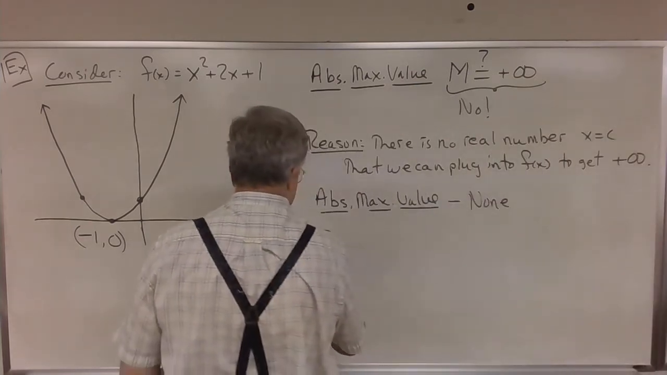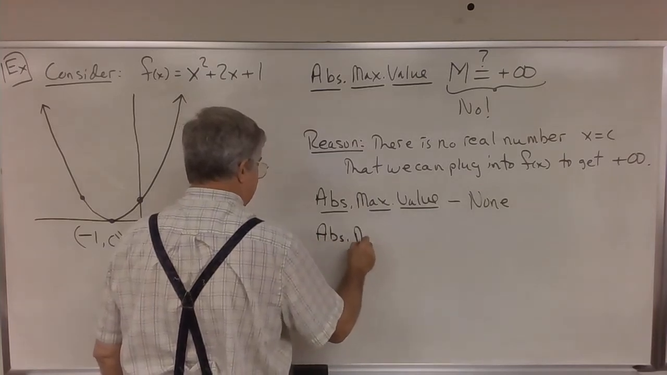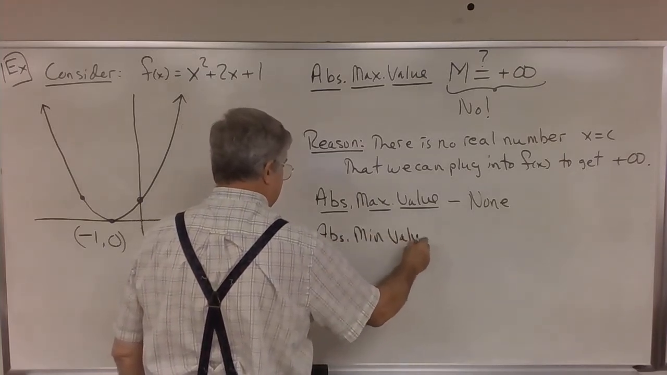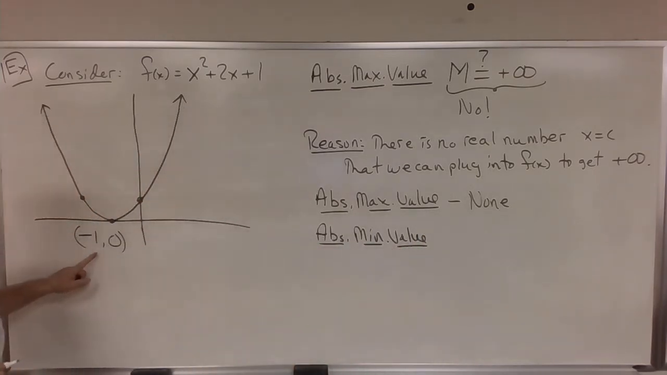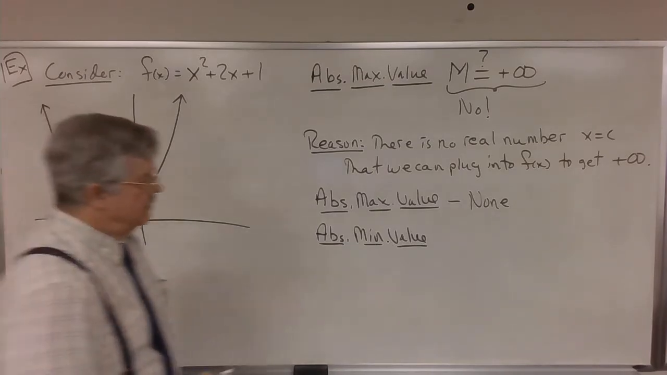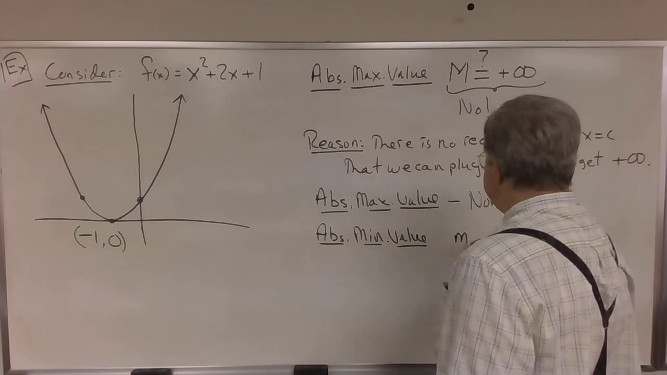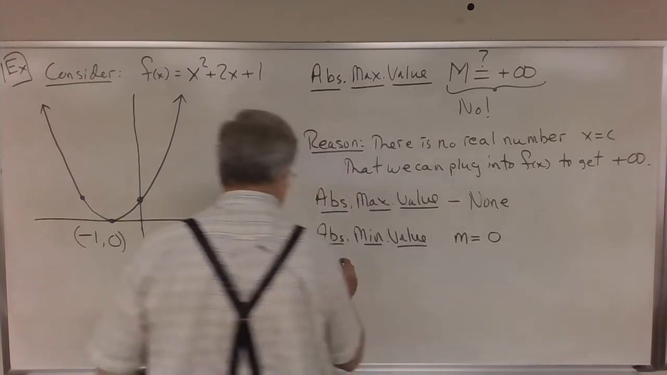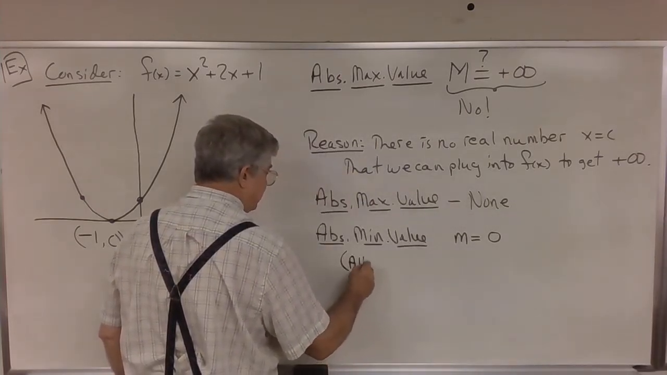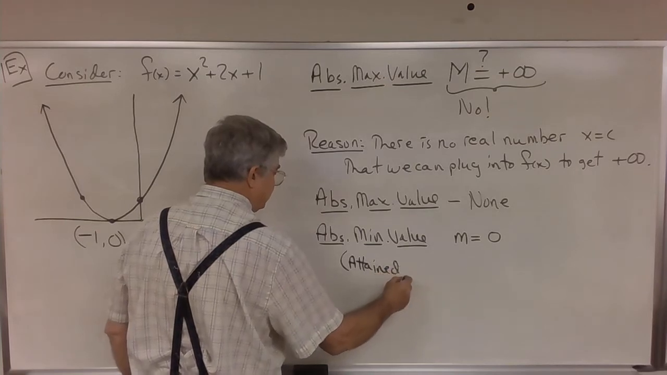Absolute minimum value? Absolutely. When x equals -1, f of x equals 0, and this is the lowest value, the smallest value that f of x can assume. So little m equals 0, and parenthetically I'll also mention the value of x at which this is attained.